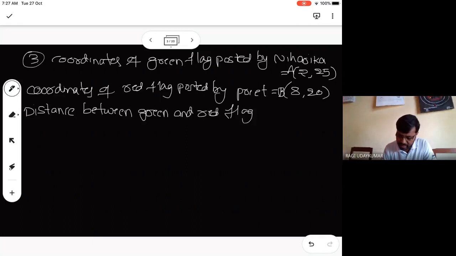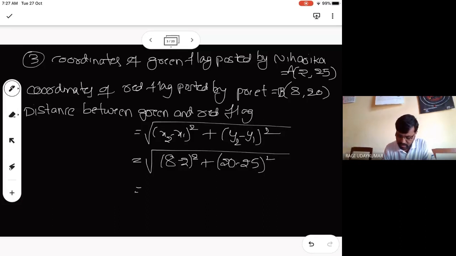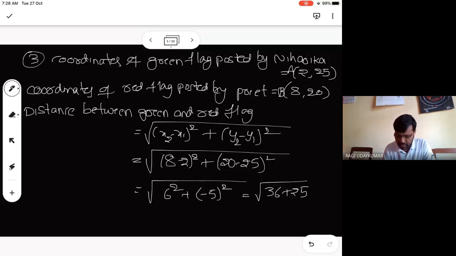So the distance between the green and red flag is nothing but the distance formula. What is the distance formula? Under root of x2 minus x1 whole square plus y2 minus y1 whole square. So under root of 8 minus 2 whole square plus 20 minus 25 whole square, which is equal to under root of 6 square plus minus 5 square, which is equal to under root of 36 plus 25. So which is equal to, what do you get?